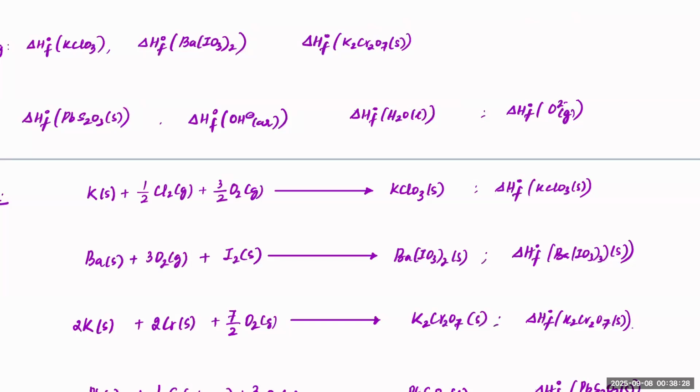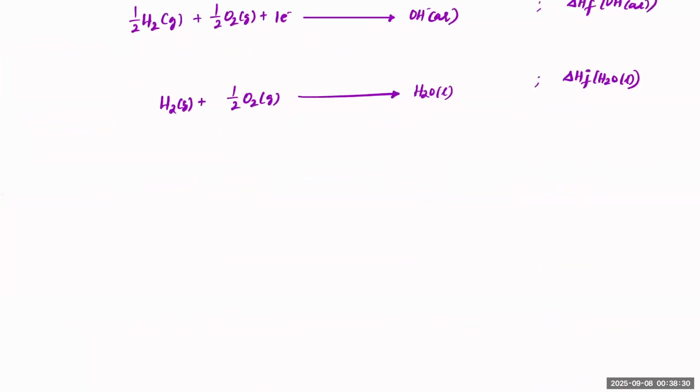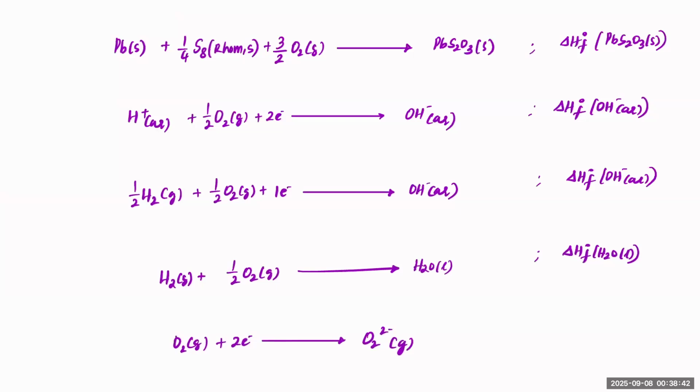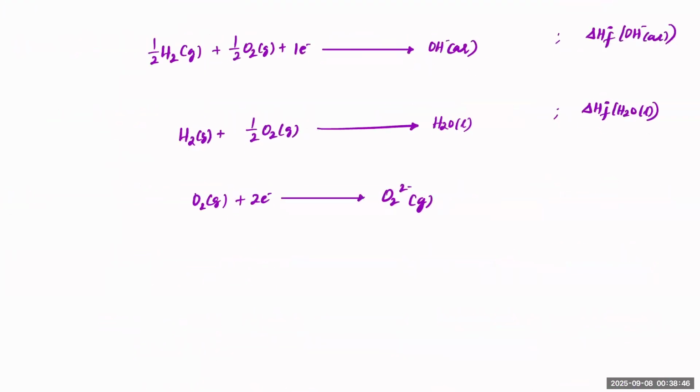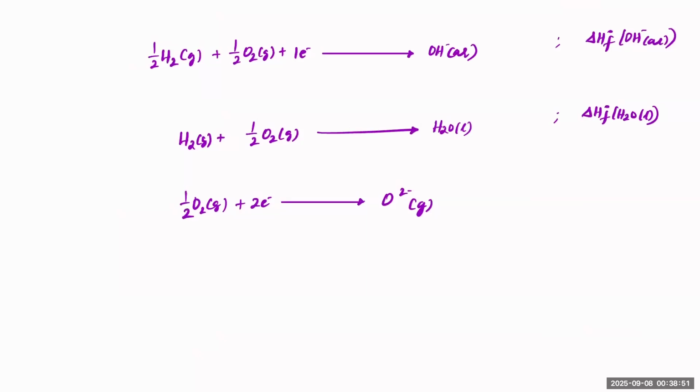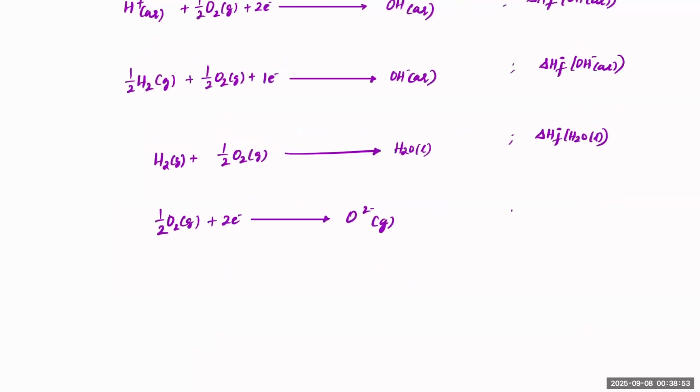And delta H of formation of O2 minus. So therefore, it is half O2 gas plus one electron becoming O2 minus gas. So this will be the delta H of formation of O2 minus gaseous form.